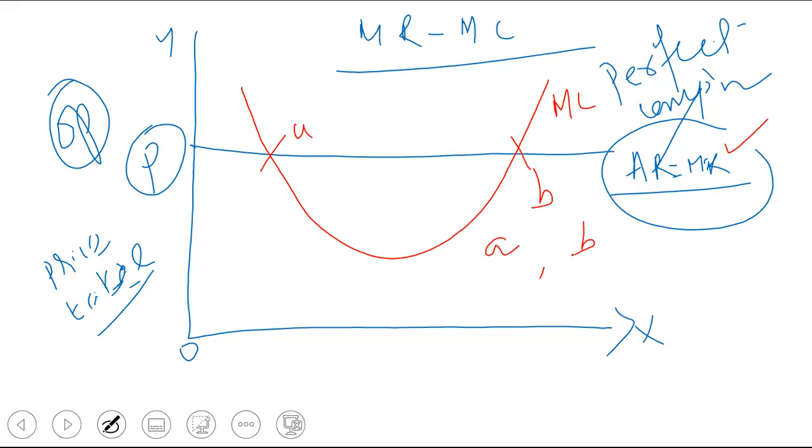That is our doubt. There are two points, children. You can see here point A, another is point B. MC is intersecting with MR at two points. So which point is the equilibrium? For that there are two conditions. Children, for equilibrium there are two conditions. Oh, sorry, the whole thing disappeared. I will draw it again.